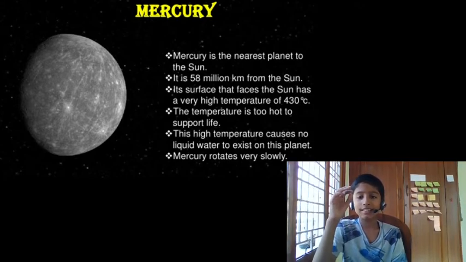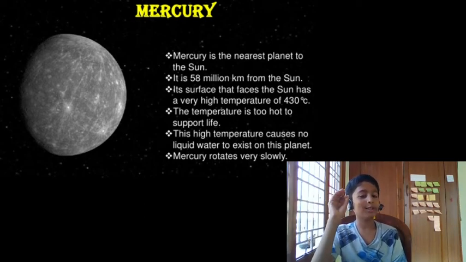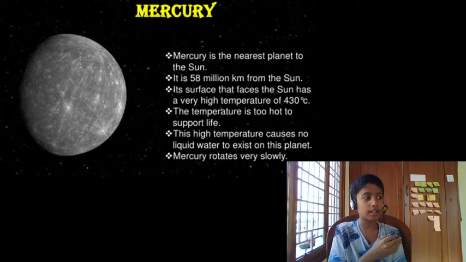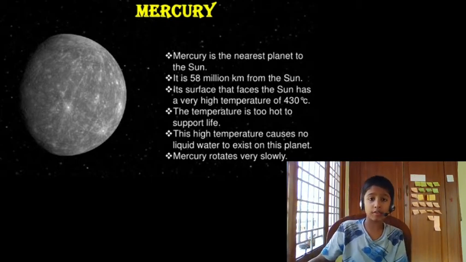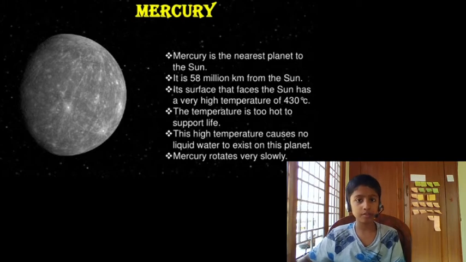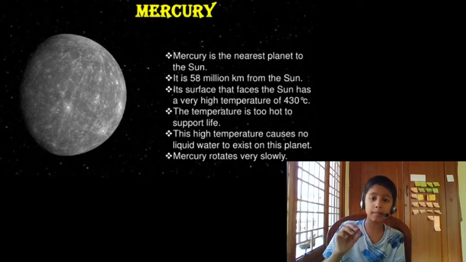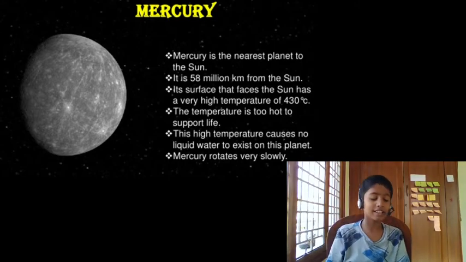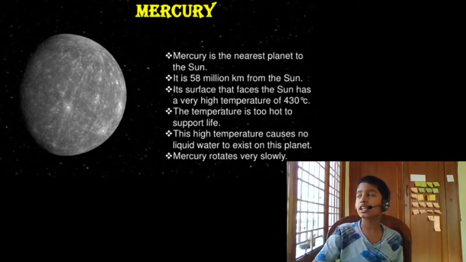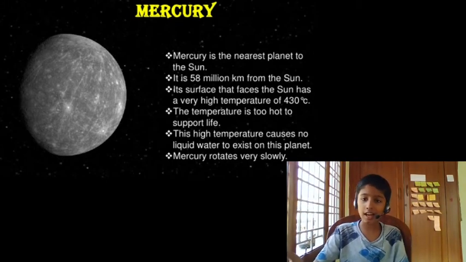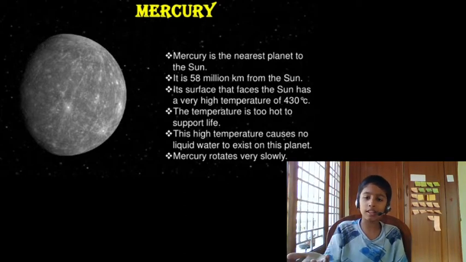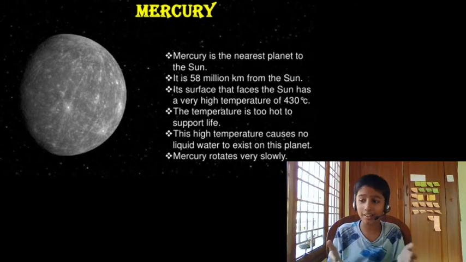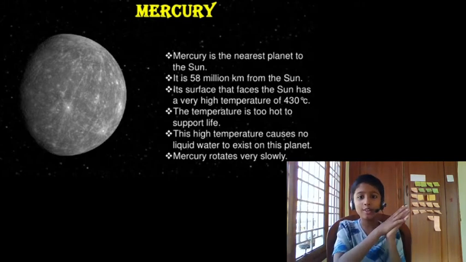I can't imagine that. The temperature is too hot to support life, and this high temperature causes no liquid water to exist on this planet. On our Earth, water boiled at 100 degrees Celsius will start to evaporate. There it is 430 degrees Celsius, so it is sure that no water will be there.